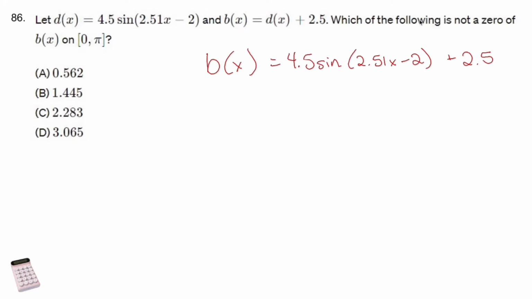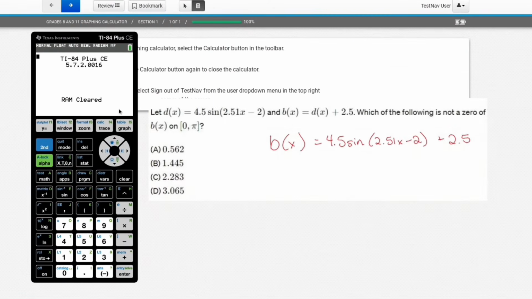So what I need is to zero in on 0 to pi, and I need to graph this on a graphing calculator and find out which one of these is not a 0, which means 3 of these will be. So let's go to our calculator and see what happens. All right, so we've got 4.5, we've got sine, we've got parentheses, 2.51x minus 2, close it, but now I'm adding 2.5.